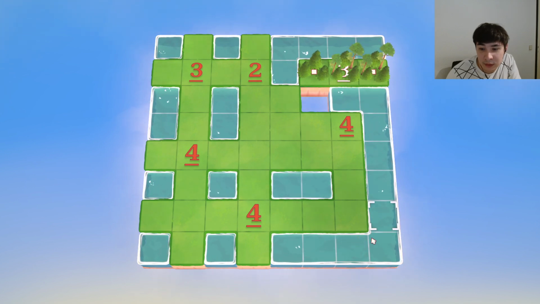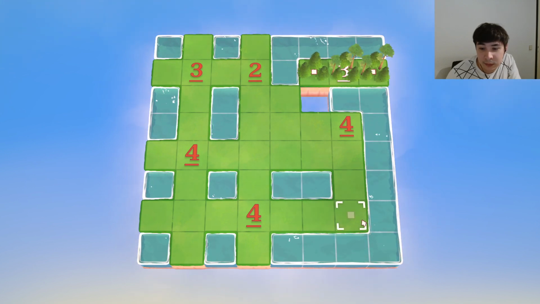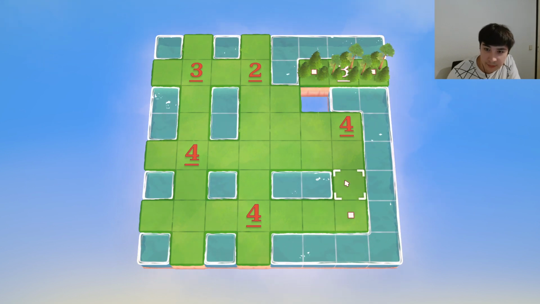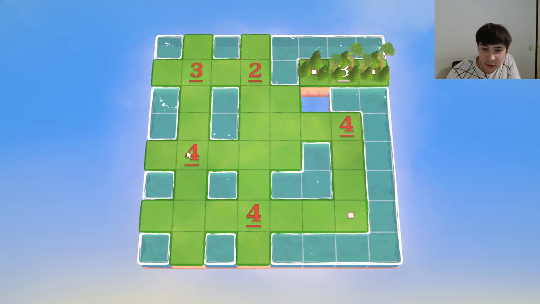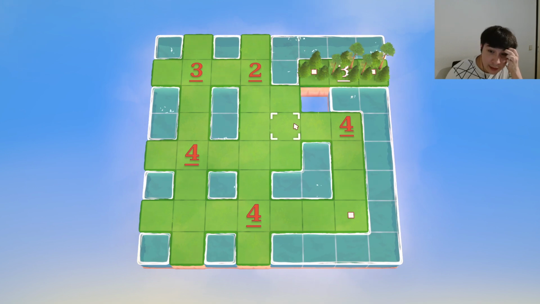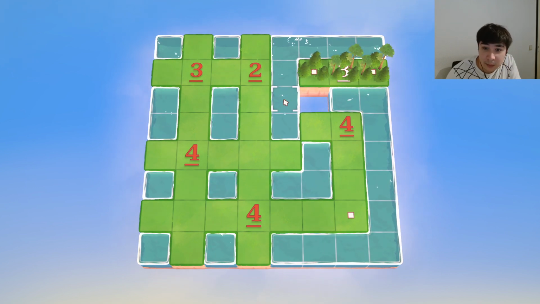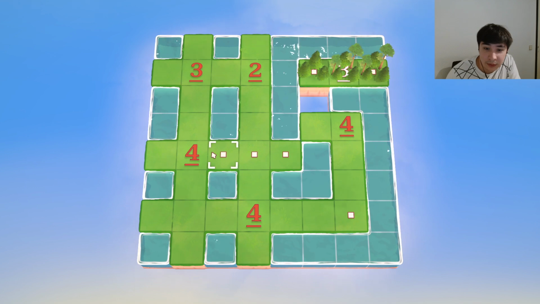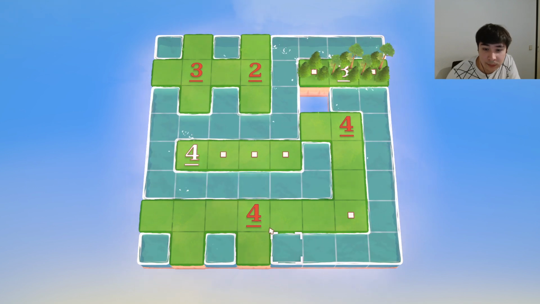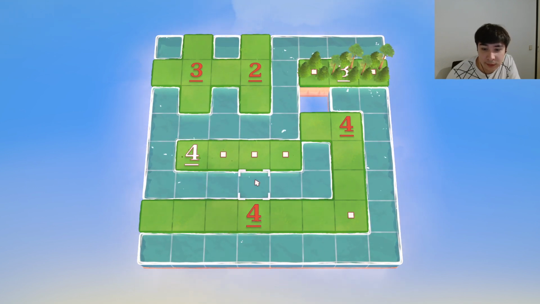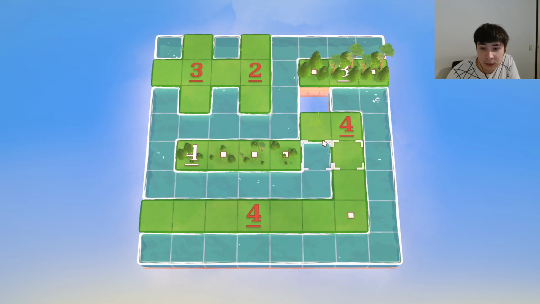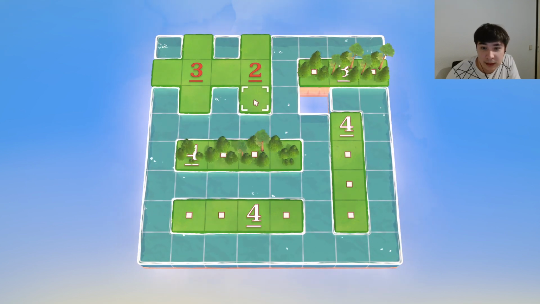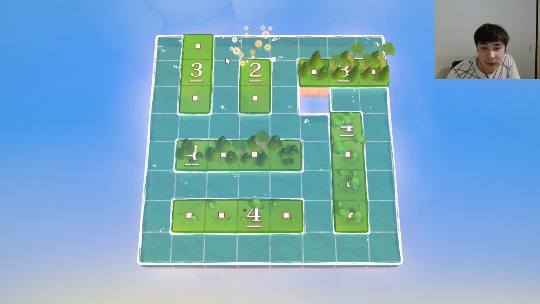This one's out of reach, this one's out of reach as well. So something has to be here. This one is just out of reach of the 4. These are water as well. And because this corner here forms, this has to connect to the 4 like so. That means this 4 definitely is horizontal as well. This 4 is vertical. And then we have these pockets, which gives us the 3 and the 2.